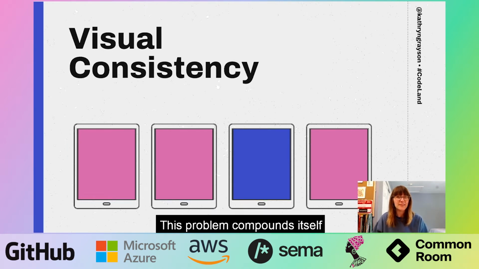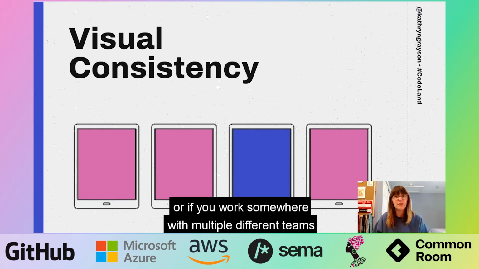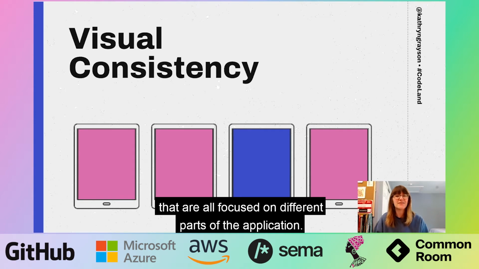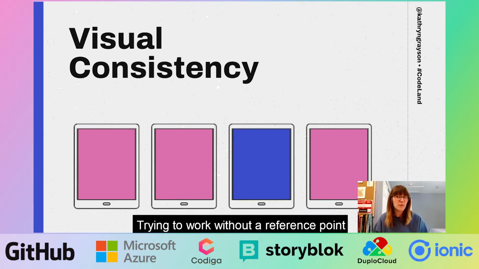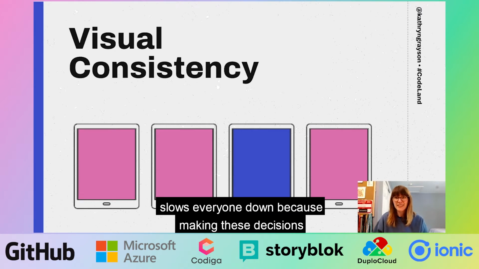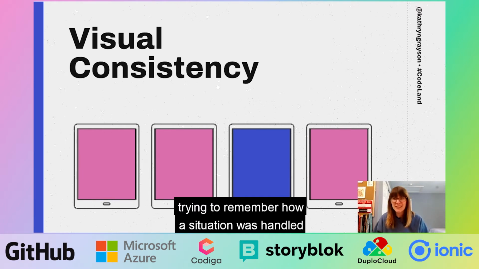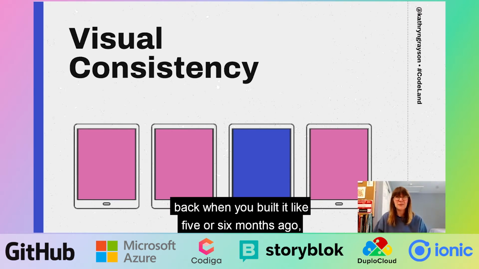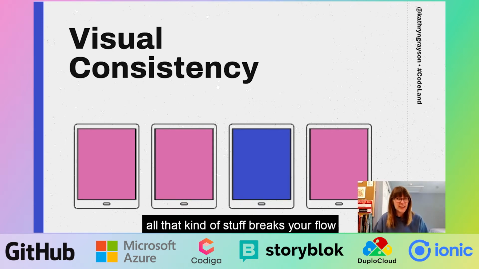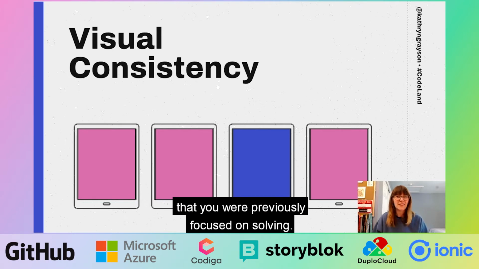This problem compounds itself if you're part of a larger team, or if you work somewhere with multiple different teams that are all focused on different parts of the application. Trying to work without a reference point slows everyone down, because making these decisions just takes time. Rehashing your UI choices, trying to remember how a situation was handled elsewhere in the app back when you built it like 5 or 6 months ago, all that kind of stuff breaks your flow and distracts you from the problem that you were previously focused on solving.